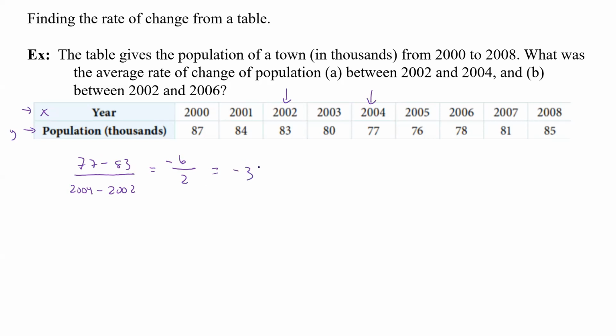So that's negative 3. And remember, it's the rate of change, so we have to get the right unit. So it's going to be minus 3,000 people. Oops, I guess I could write peeps.